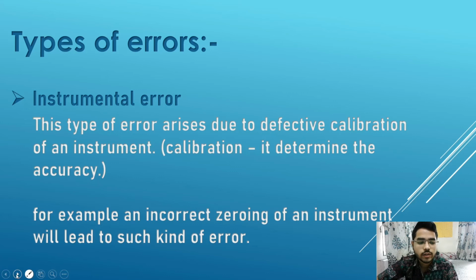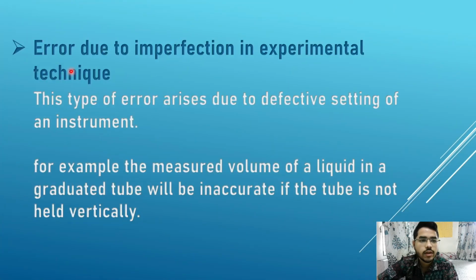correct measurement instruments. Now turning to the next slide, error due to imperfection in experimental technique. This type of error arises due to defective setting of an instrument. For example, the measurement of volume of a liquid in a graduated tube will not be accurate if the tube is not held vertically. So proper instrument settings should be done for reducing or eliminating the error.